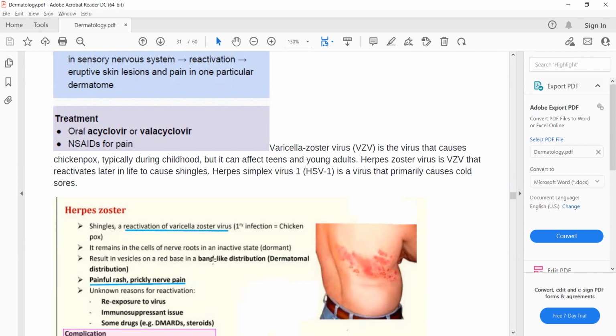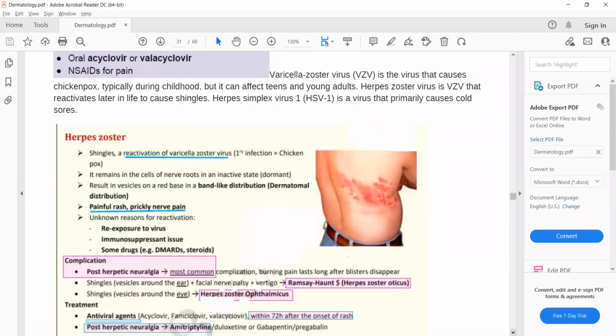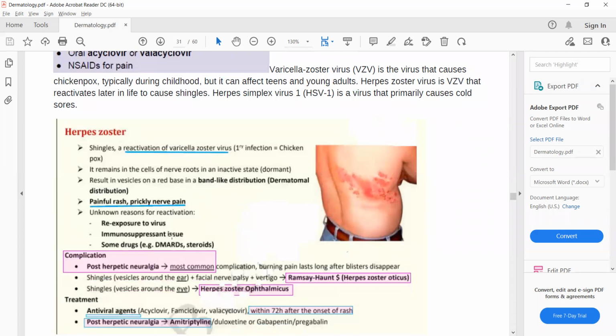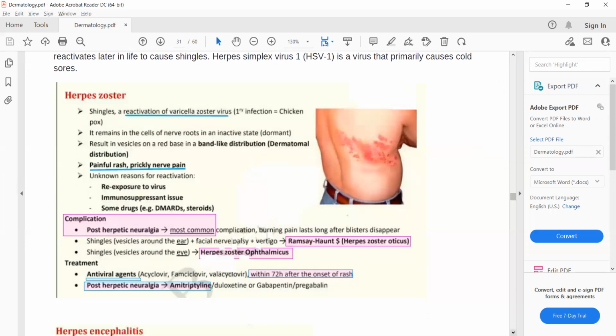So the clincher or the important diagnostic point for shingles or varicella zoster, herpes zoster, is a band-like distribution because one single dermatome will be affected. Painful rash with burning pain in a band-like distribution is known as herpes zoster. So sometimes the reason for reactivation is unknown, but re-exposure to the virus, immunosuppression, and drugs such as DMARDs and steroids, they can sometimes lead to the reactivation of this dormant varicella zoster virus and result in the formation of shingles or herpes zoster.